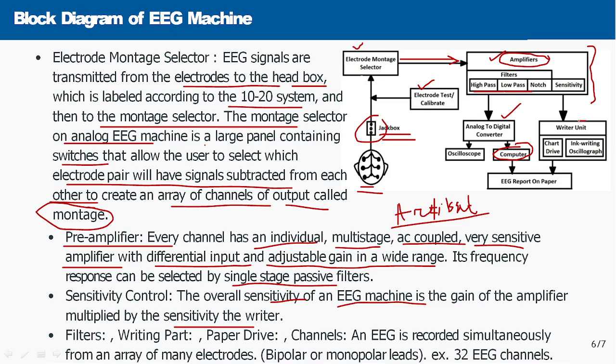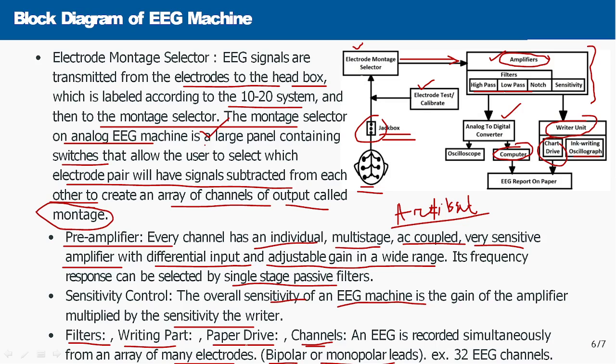Otherwise, we can also send the signal to a writer unit, where we draw the graph on a chart drive through an ink writing oscillograph. These are the different parts we have discussed: filter, writing parts and paper drives. Then the channels: an EEG is recorded simultaneously from an array of many electrodes. Those electrodes may be bipolar or monopolar.